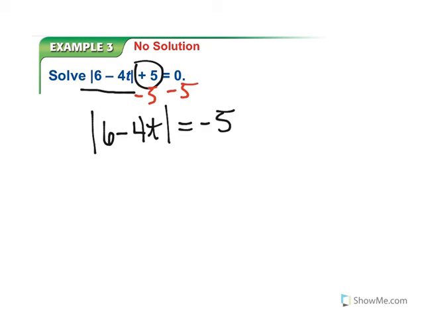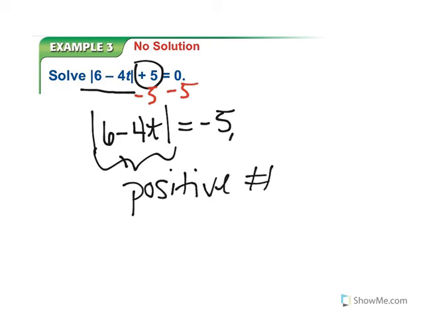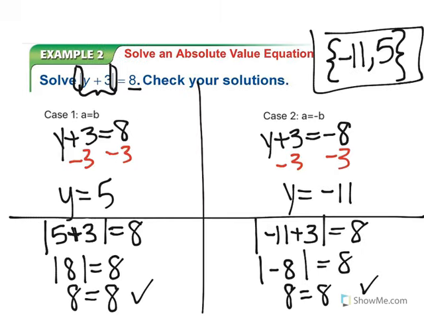Now, the problem here is that anything I plug in for t, when I take the absolute value of something, it has to be a positive number. Now, if you take a look here, it says the absolute value is going to equal negative 5. Some of you might be a little confused because you were like, oh, look, here we have a is equal to negative b. We are not saying that the absolute value of y plus 3 is equal to negative 8. No, we dropped these and we were saying stuff on the inside is equal to negative 8. Okay, so please don't get that confused.